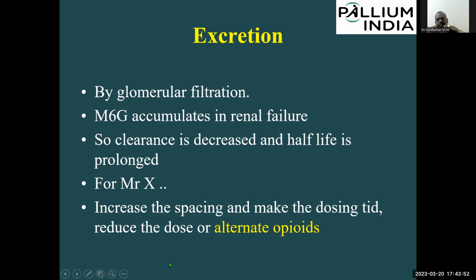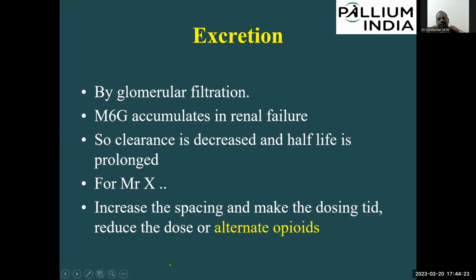Morphine and its metabolites are excreted from the body by the renal route. So whenever the patient has impaired renal function, then you have to reduce the dose of the morphine. So you have to reduce the dose as well as increase the spacing. So instead of 4 hourly, you make it 6 hourly, 8 hourly, or 12 hourly, or even once daily.